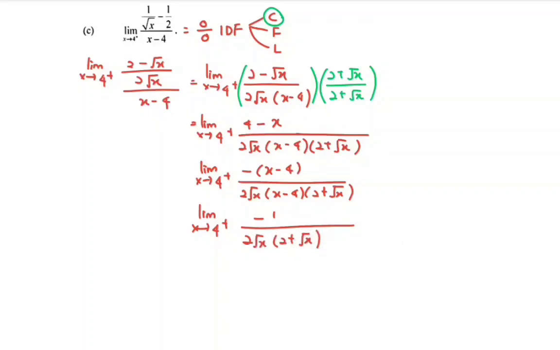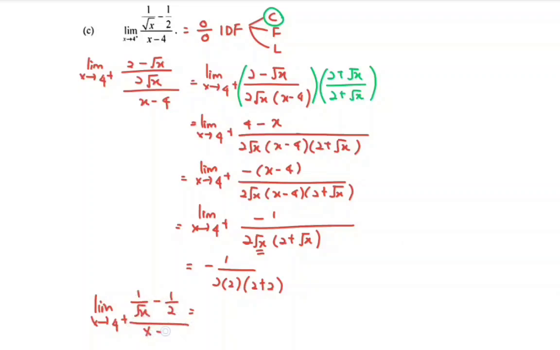Then, if we substitute the situation, we will have the situation given in here. If we substitute 4, we have 2. So negative 1 over 2, multiply with the 2, bracket 2 plus with the 2. So limit when x approaching 4 from the right, for the function 1 over set x minus 1 over 2 over, we have x minus 4, the value of y will be approaching negative 1 over 16.